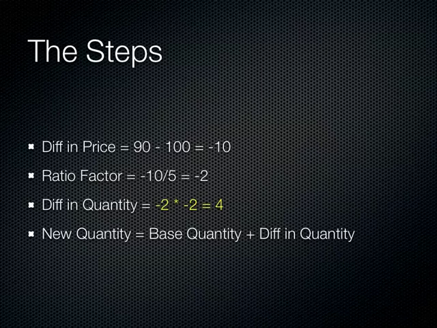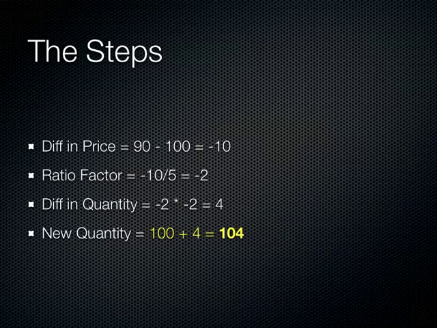Then we have the new quantity. The new quantity is equal to the base quantity, remember that number that we started off with, plus the difference in quantity, which we just figured out. So it would be 100 plus 4, or 104.